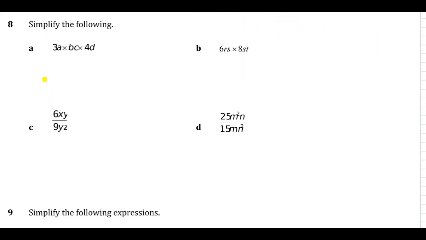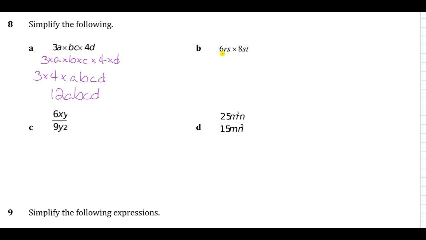Question 8. Simplify the following. This is all multiplication. This is 3 times A times B times C times 4 times D. Long way around, if we rewrite all of that, we've got 3 times 4 times A, B, C, D, which is 12ABCD.